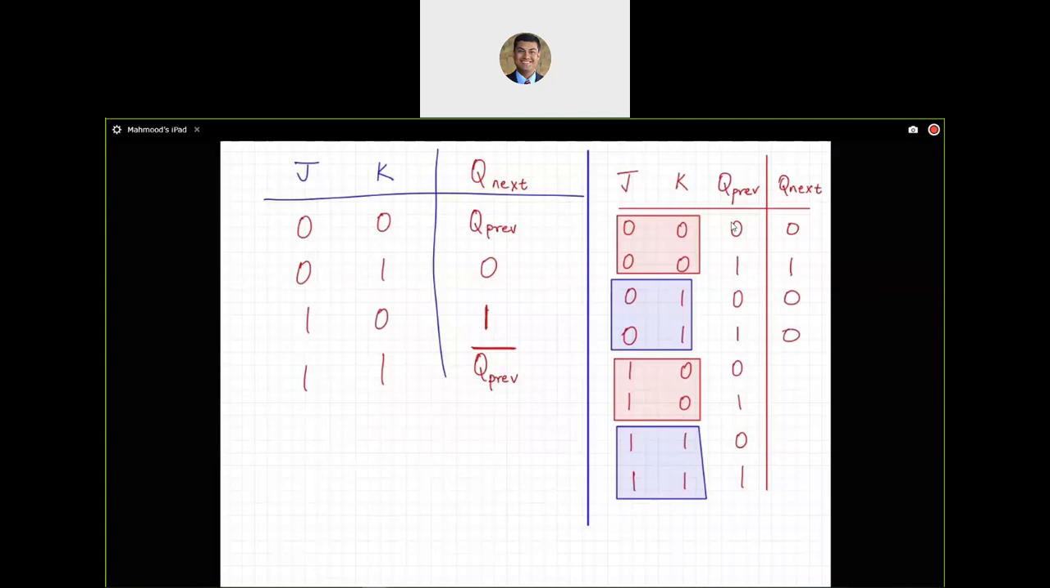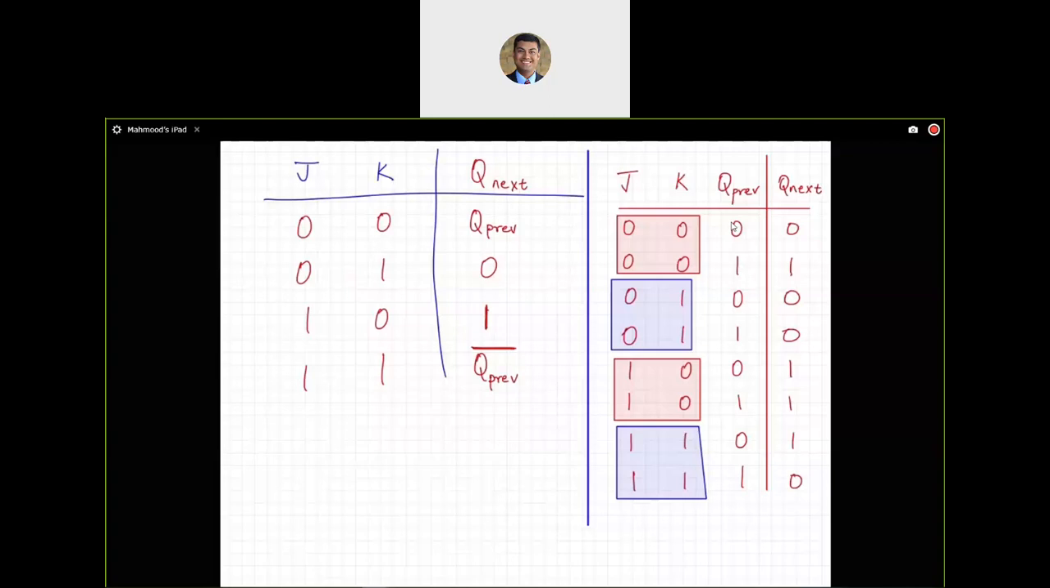When J and K are 1 and 0, it is going to be independent of the previous output. It is going to be set to 1. And then the last possibility is the toggle state. So if Q previous is 0, it will toggle to 1. And if Q previous is 1, it will toggle to 0. So that's going to be a little bit more detailed characteristic table.